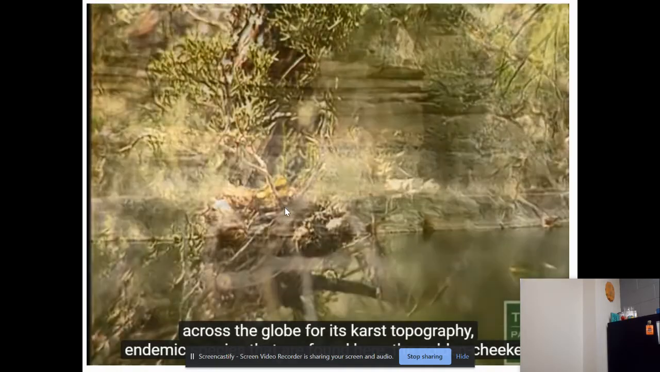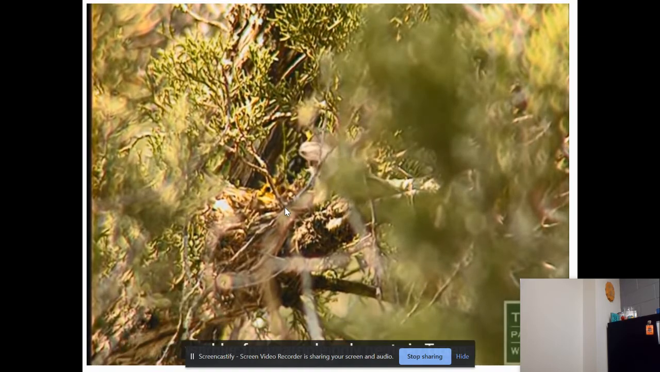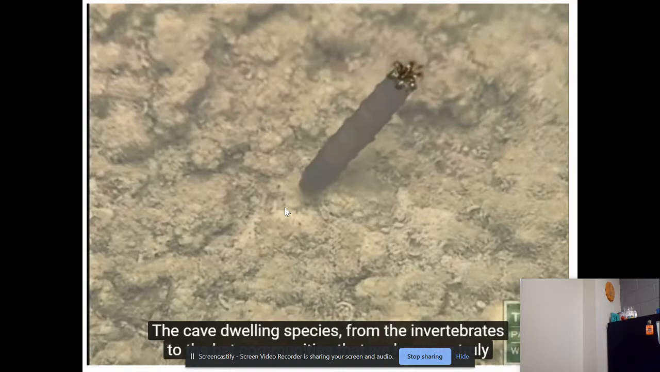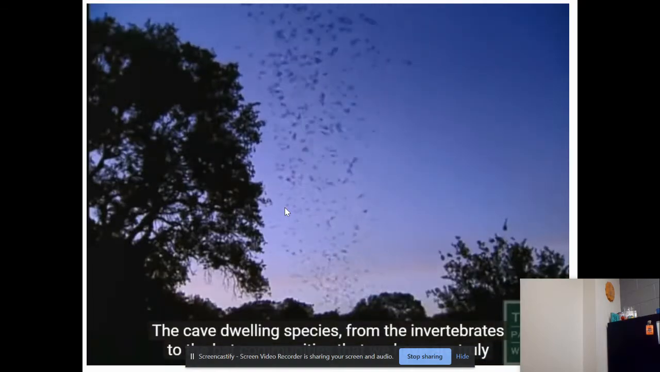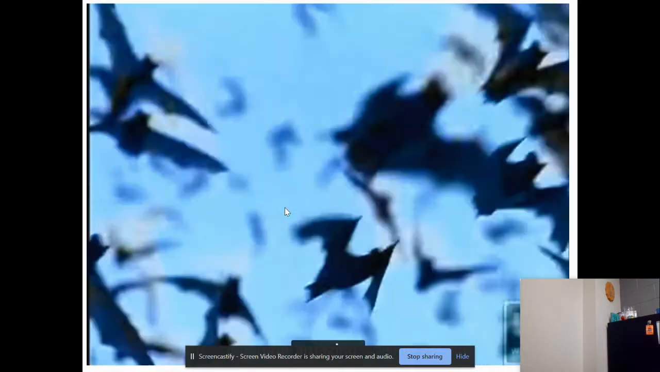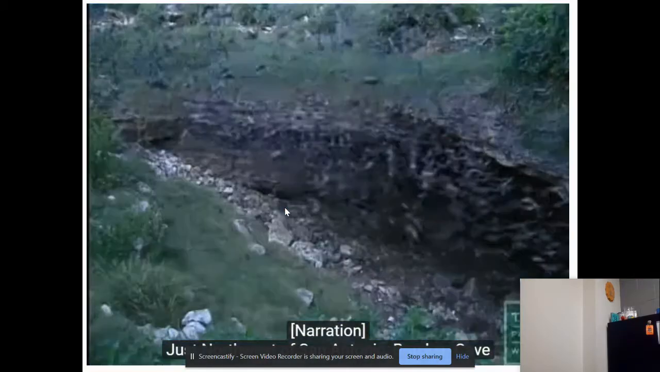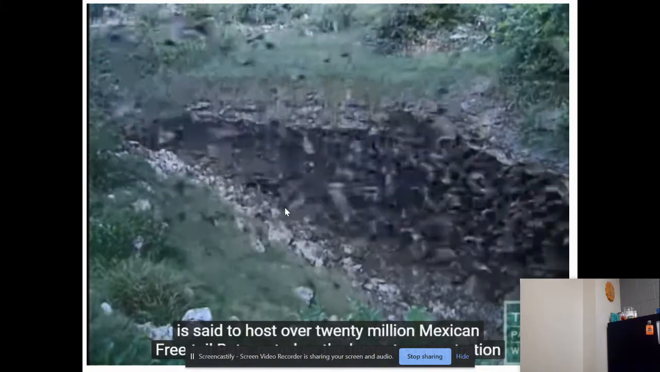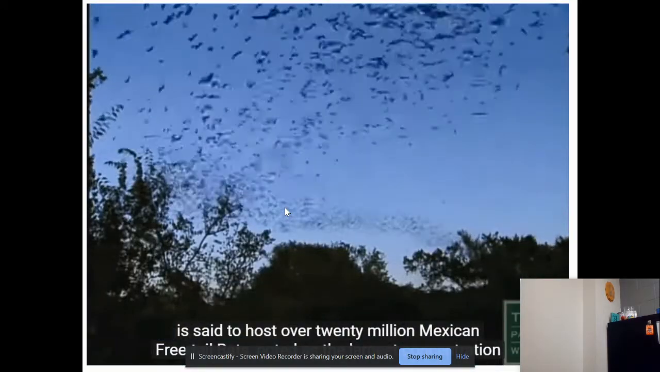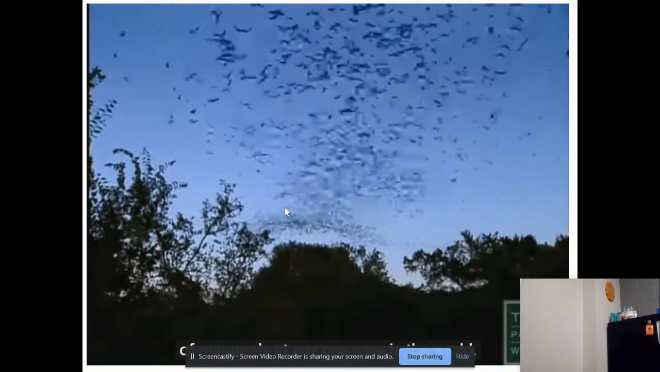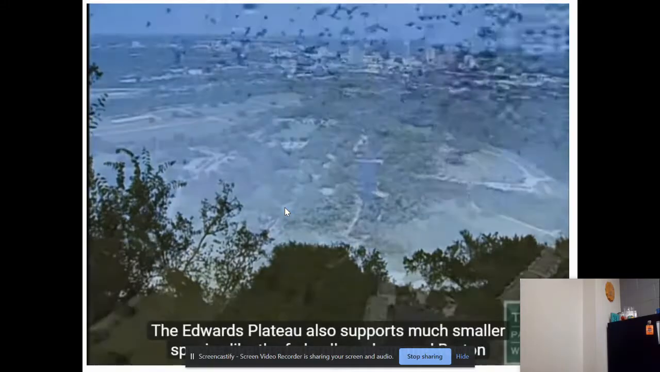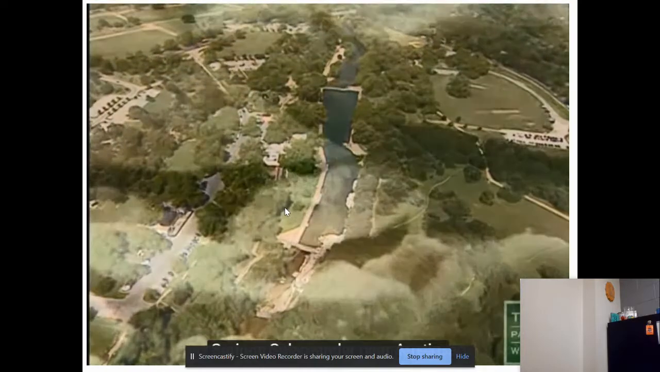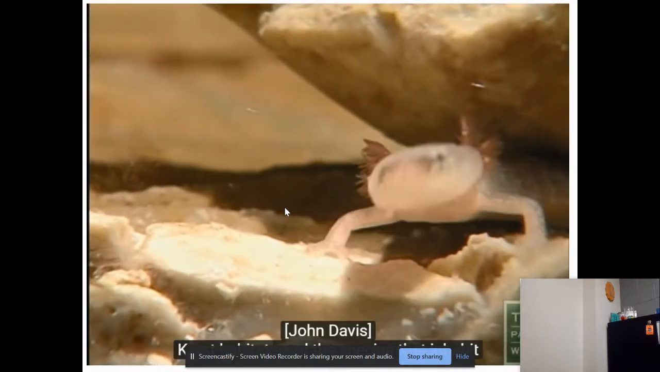Endemic species that are found here, the golden-cheeked warbler, for example, only nests in Texas. The cave-dwelling species, from the invertebrates to the bat communities that we have, are truly amazing. Just northwest of San Antonio, Bracken Cave is said to host over 20 million Mexican free-tailed bats, noted as the largest concentration of mammals at any one cave in the world. The Edwards Plateau also supports much smaller species like the federally endangered Barton Springs salamander near Austin.